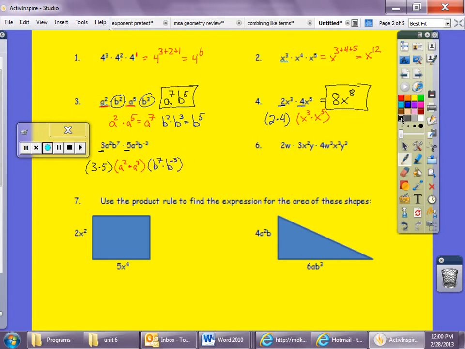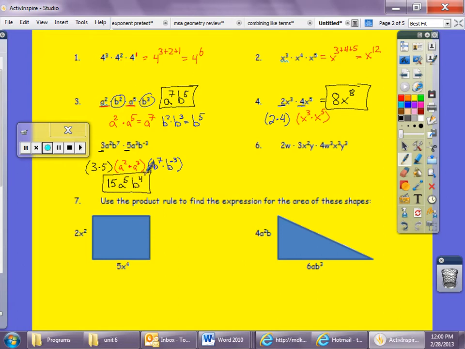Well, we simply multiply these out. Well, this 3 times 5 is 15. 2 plus 3, a to the 5th. 7 plus negative 3 is 4. 15, a to the 5th, b to the 4th.